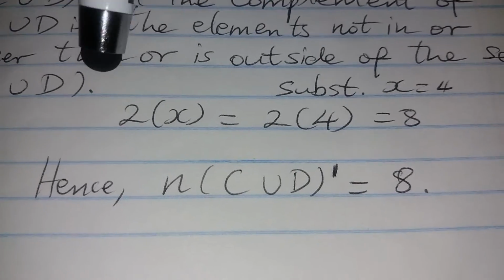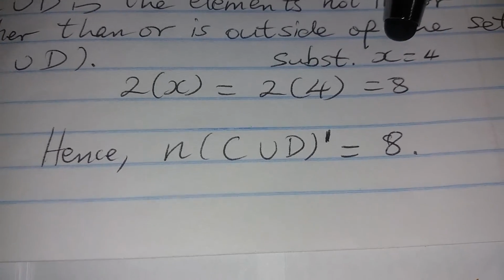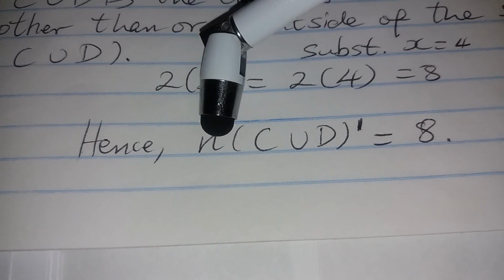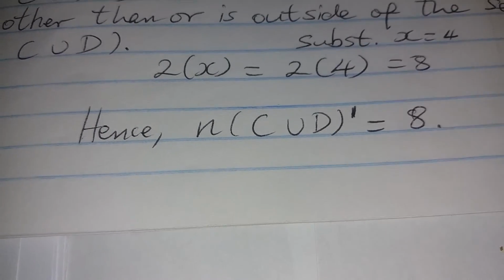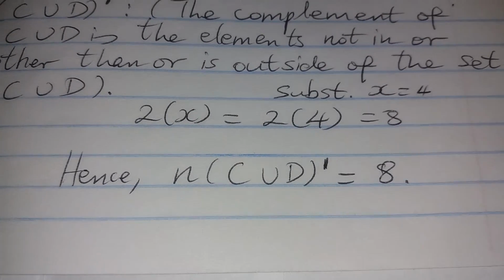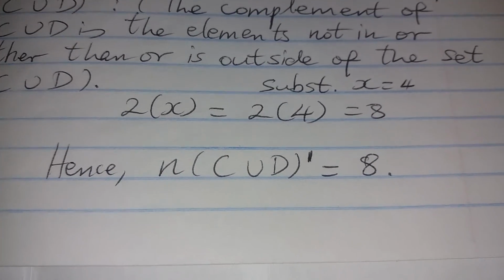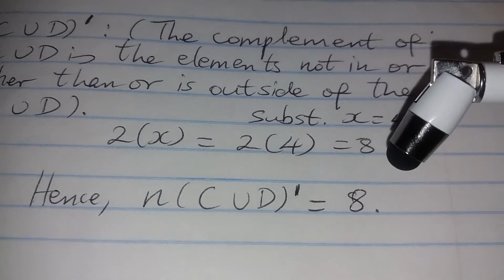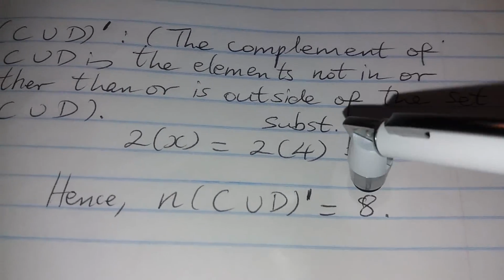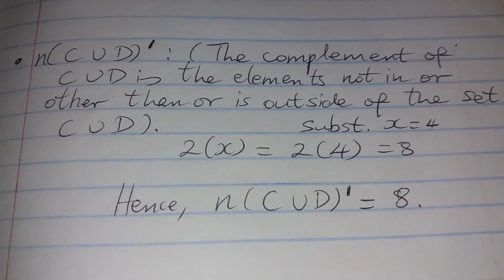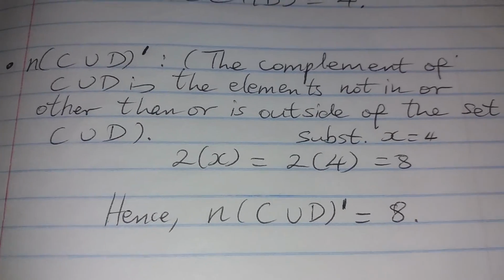So now that we know x is 4, we just substitute. Okay, and 2 4s are 8, so hence or therefore the number of students represented in the complement of C union D is 8. And in other words, this 8 would just represent 8 students out of 25 students in the class that have not visited Canada or Dominica.